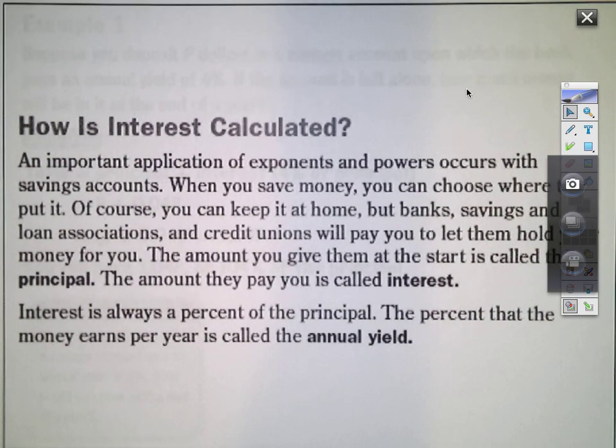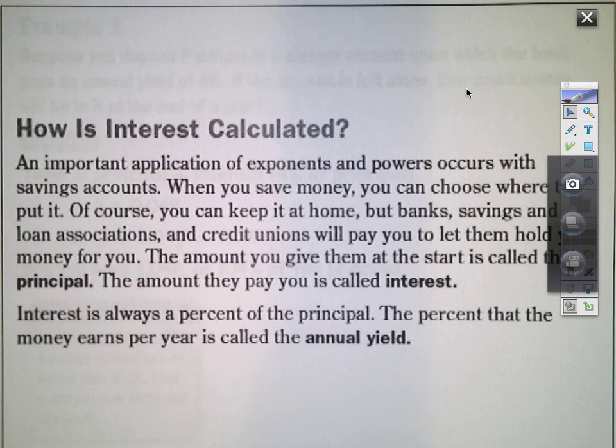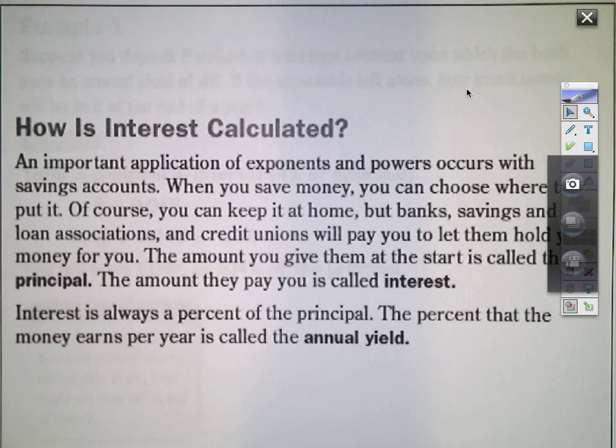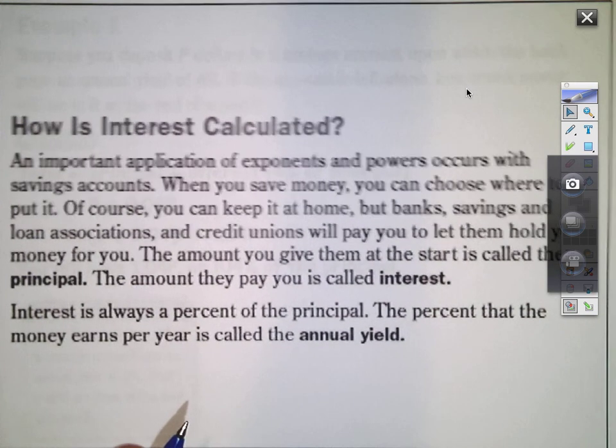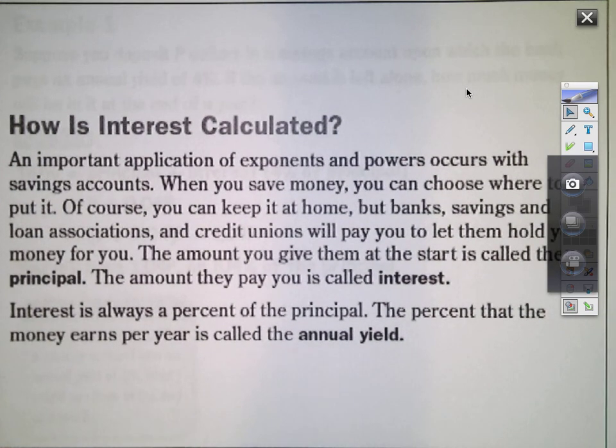How is interest calculated? An important application of exponents and powers occurs with savings accounts. All of us like to save money. When you save money, you can choose where you want to put it. Of course, you can keep it at home, or put it in banks, savings and loans associations, and credit unions, which will pay you to let them hold money for you.